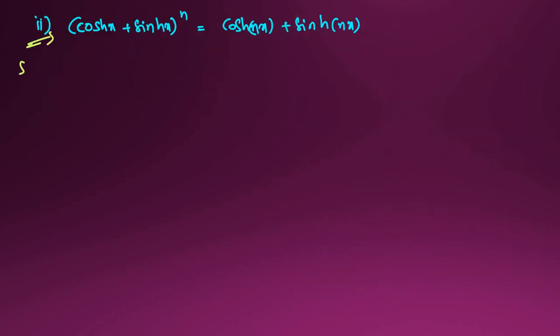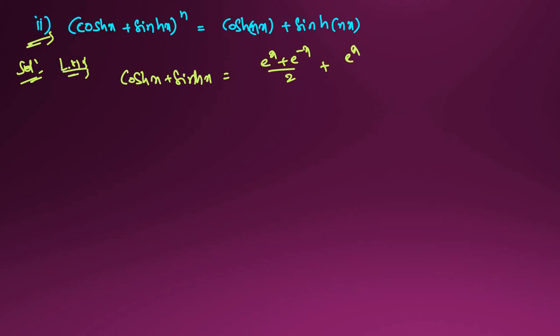Now here the second one is the same as the first one, here (cos hx plus sin hx) whole power of n. So here we will take the left hand side, LHS, and prove the right hand side. What is given here is cos hx plus sin hx, so we take it as e power of x plus e power of minus x divided by 2 and plus e power of x minus e power of minus x by 2. So the LCM is 2 here.